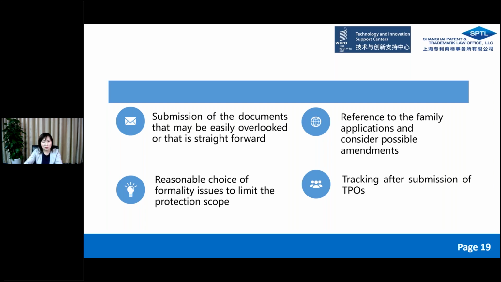In China, we can submit formal issues in the observation, such as unclearness, lack of support, or lack of essential features. Whether or not formal issues should be raised and which formal issues should be raised mainly depends on the desired scope of patent protection.